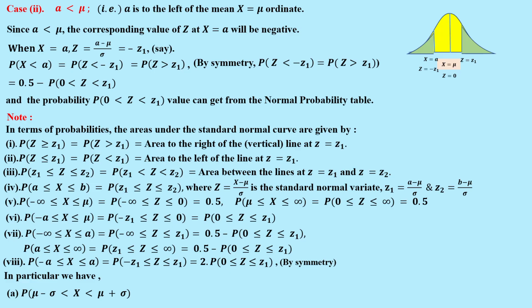In particular, we have probability of mu minus sigma less than x less than mu plus sigma equal to probability of minus 1 less than z less than 1, which is 2 times probability of 0 less than z less than 1 by symmetry. So 2 into 0.3413 from the normal table, 0.6826.